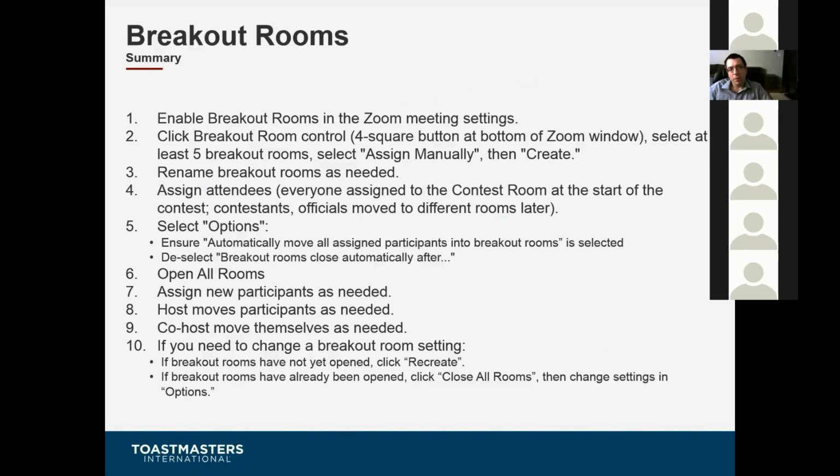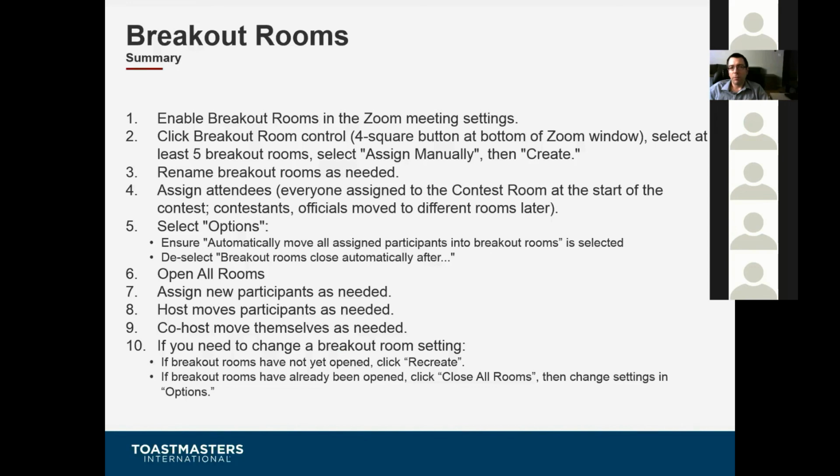And I put together a little summary here, a little checklist that I'd recommend to everybody. It's not an exhaustive list, but this will pretty much keep you out of trouble if you're trying to run an online contest with breakout rooms. So first thing is, make sure you enable breakout rooms in the Zoom meeting settings before anything else. Click that 4 square button at the bottom of your screen to open up the breakout rooms. Make sure you have at least 5 selected. Make sure assign manually and then create. Go through the list of breakout rooms, rename them as you need to.